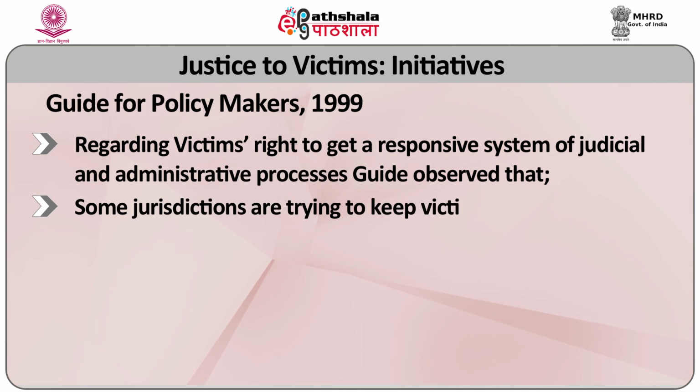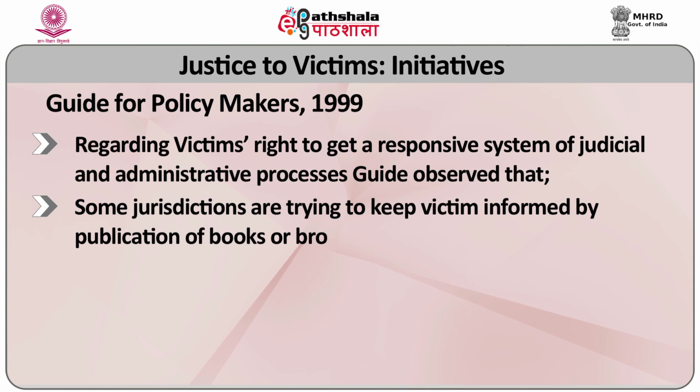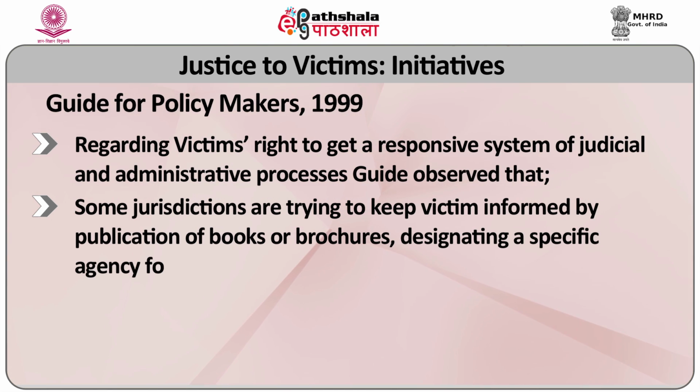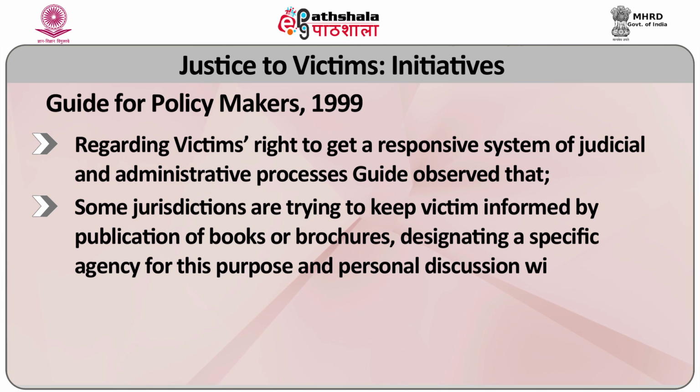Regarding victims' right to get a responsive system of judicial and administrative process, the guide provides that some jurisdictions are trying to keep victims informed by publication of books and brochures, designating a specific agency for this purpose, and personal discussions with the prosecutors.